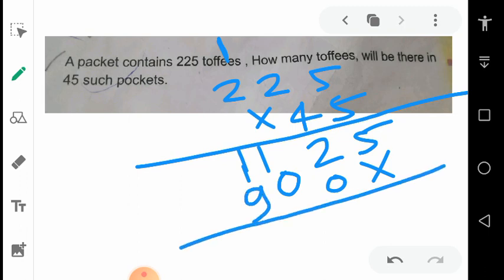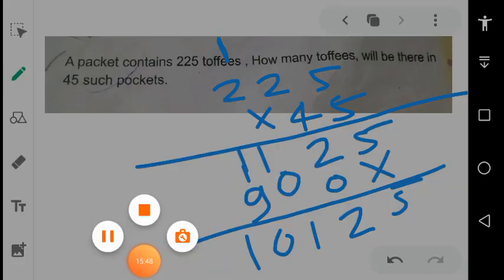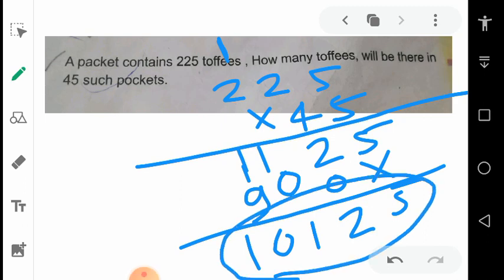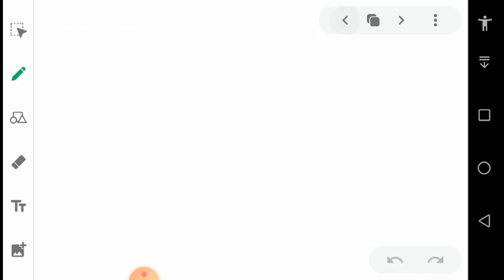Finally add the numbers. This is 5, this is 2, this is 1, and this is 10. Okay, now you can check this multiplication again. Finally we multiplied in a proper way and got the answer. Hence we can say that the total number of toffees in 45 packets is 10,125. Alright, now let's repeat a few important points of these slides.